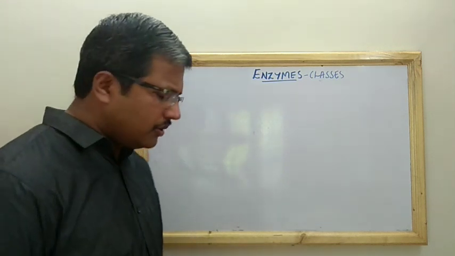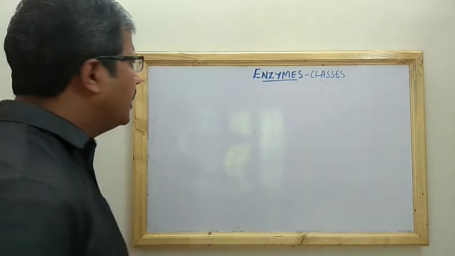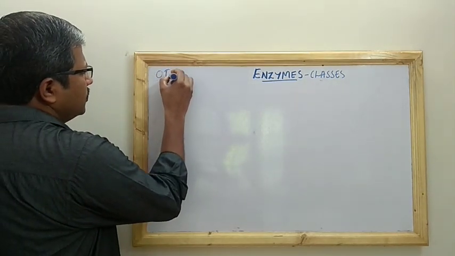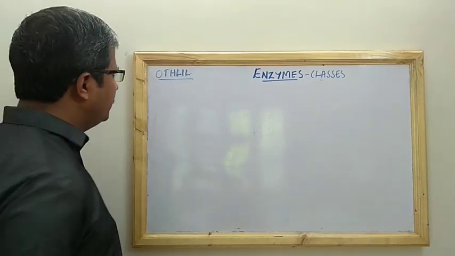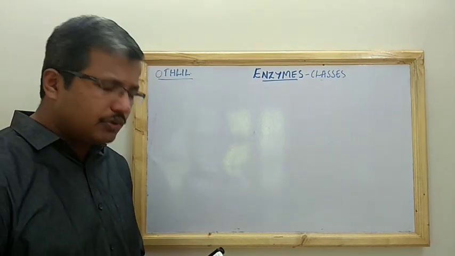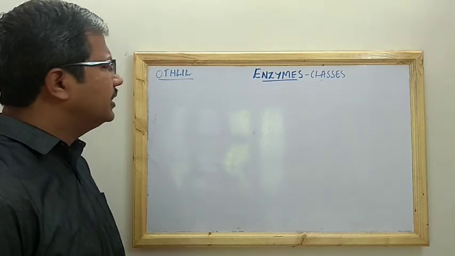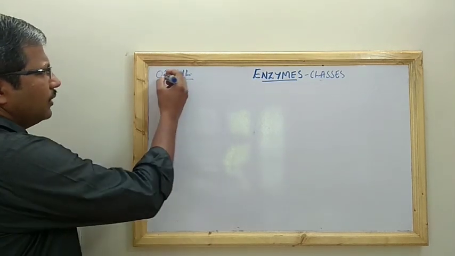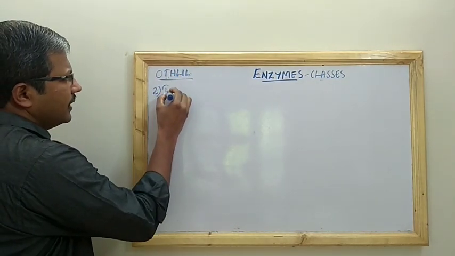So to remember the order, you can just find out any keyword. I am just using this one, oath lil. It should be the order in which you are writing the enzyme classes, because the number is also a matter. So oath lil is the one which I will be using. Now we can see that the second one, the T. So the second class of enzyme is transferase.